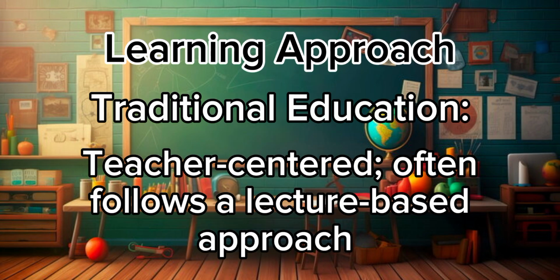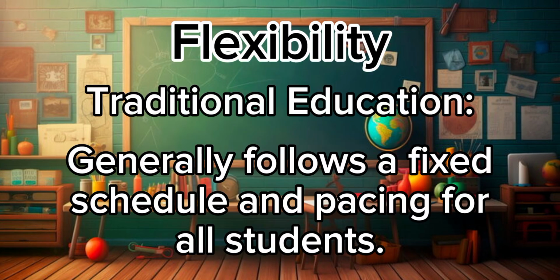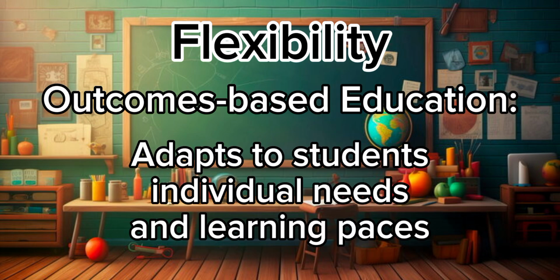When we talk about learning approach, traditional education is teacher-centered. It often follows a lecture-based approach, while outcome-based education is student-centered. It encourages active learning and critical thinking. When we talk about flexibility, traditional education generally follows a fixed schedule and pacing for all students, while outcome-based education adapts to students' individual needs and learning paces.